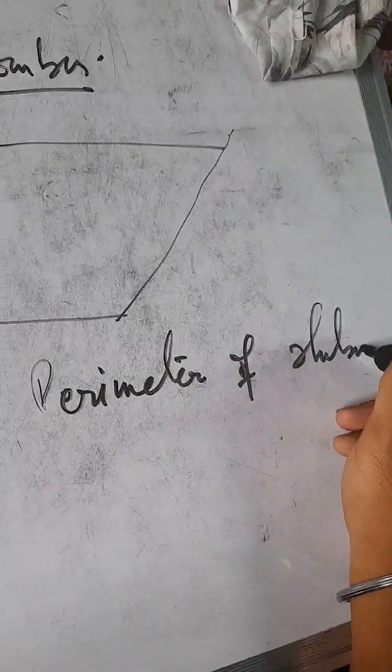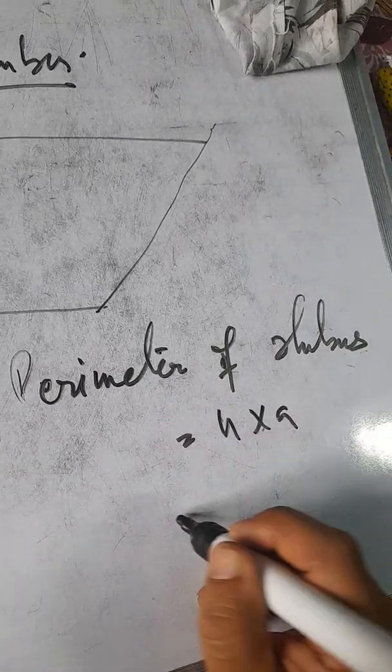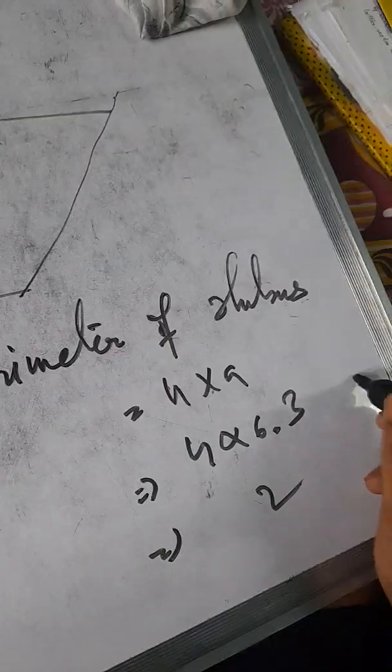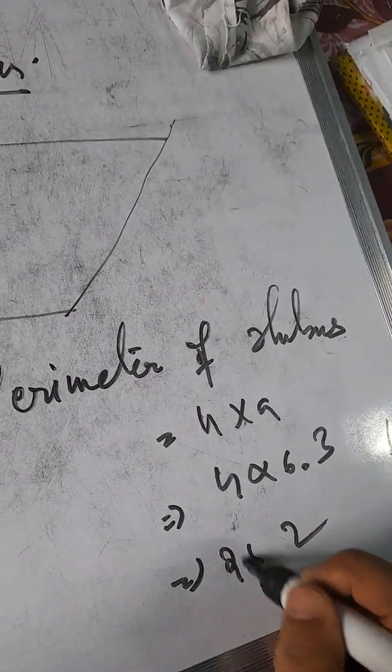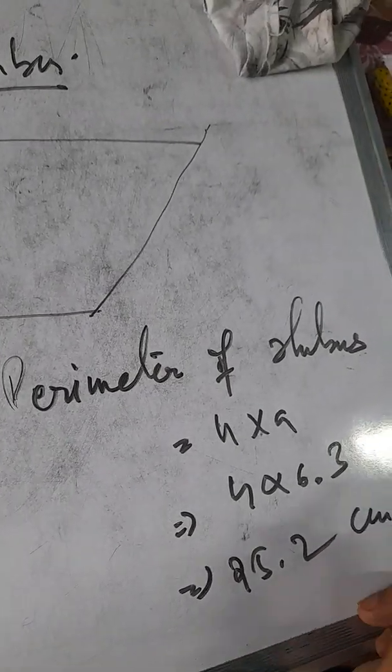rhombus, because I'll just write the shortcut for this: 4 into a, so that means 4 into 6.3. The answer will be 25.2 centimeter.